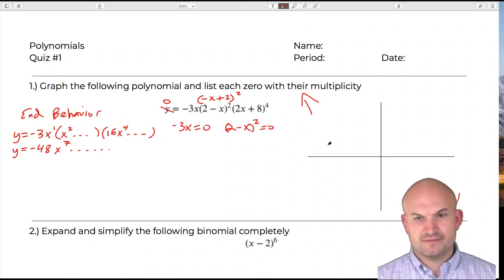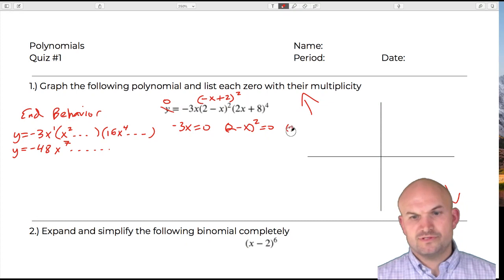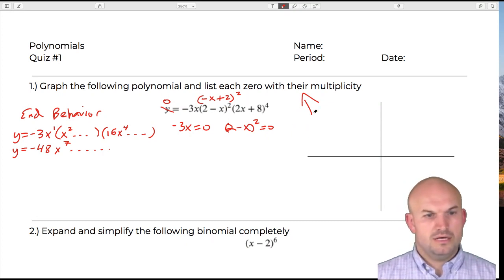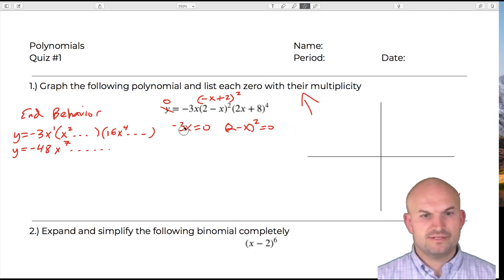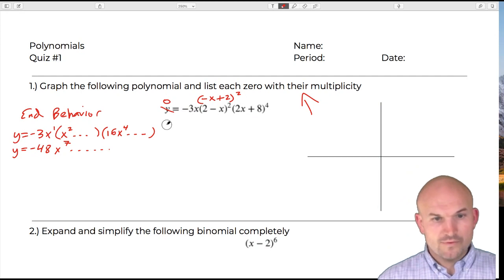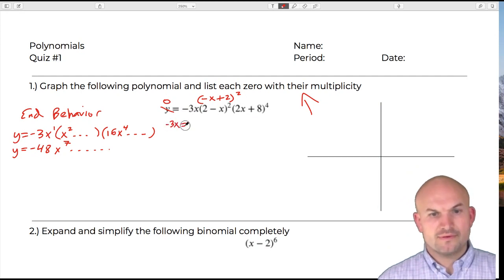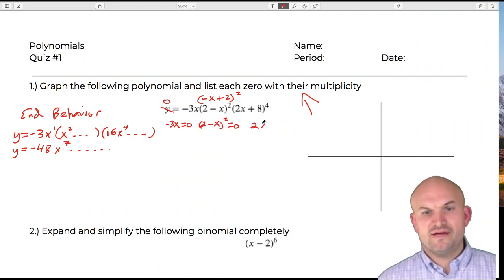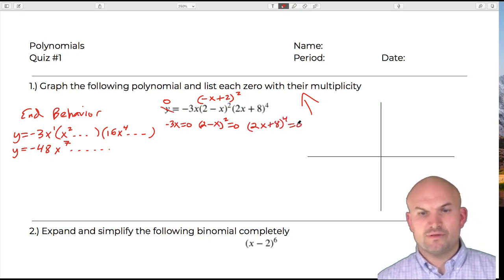I kind of ran out of space. That's all right. 2x plus 8. I guess I'll do it down here. I want to fit it all in there, so I'll write them a little bit smaller. So I have negative 3x equals 0. I have 2 minus x squared equals 0. And I have 2x plus 8 to the fourth power equals 0.